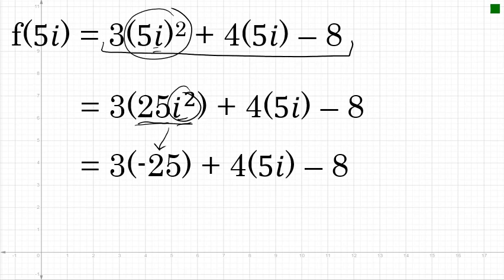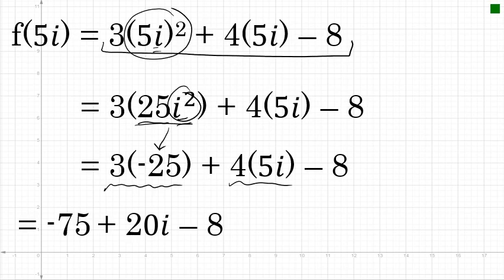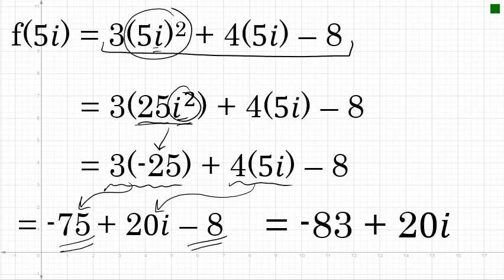That leaves us with 3 times -25 plus 4 times 5i minus 8. The next step will be to perform the multiplications, 3 times -25 and 4 times 5i. 3 times -25 is -75, and 4 times 5i is 20i. That leaves us with two like terms. The first term, -75, and the last term, -8, can be combined to be -83.